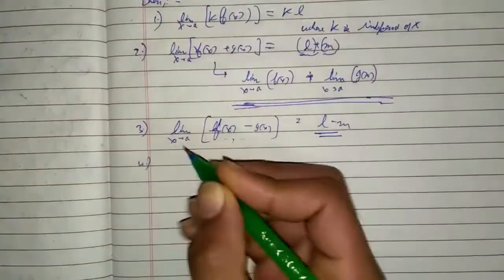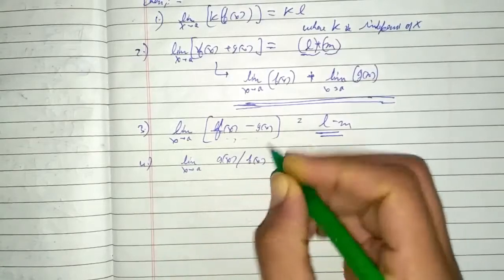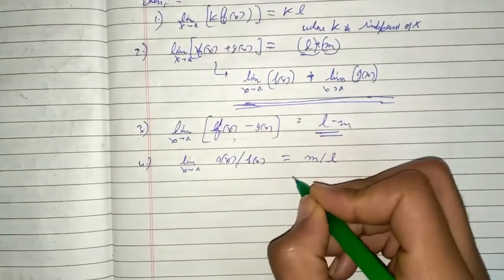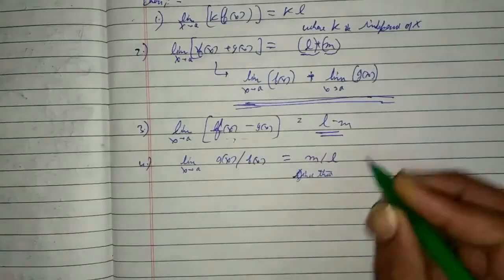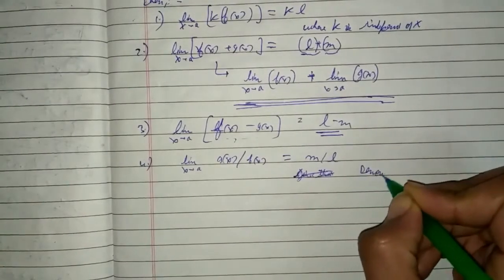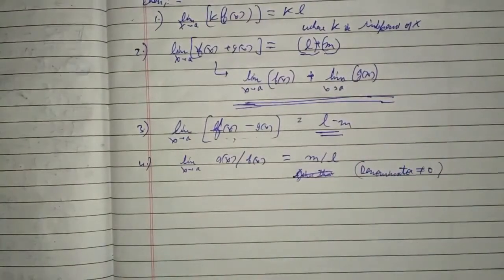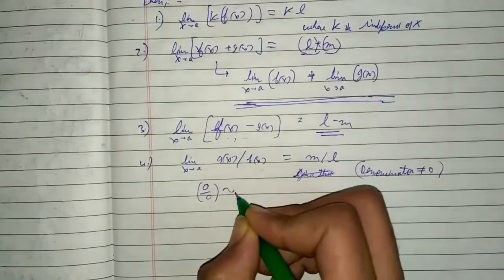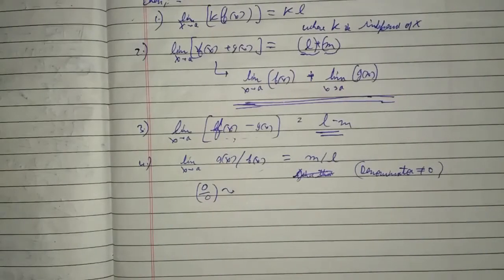Another obvious statement: limit x tends to a of g(x) upon f(x) is equal to m upon l, given that the denominator should not be 0. And we will see further, if both are 0, that is if it is of the form 0 by 0, it is an indeterminate form, for which we use certain techniques to calculate the limits that we will see in further modules.